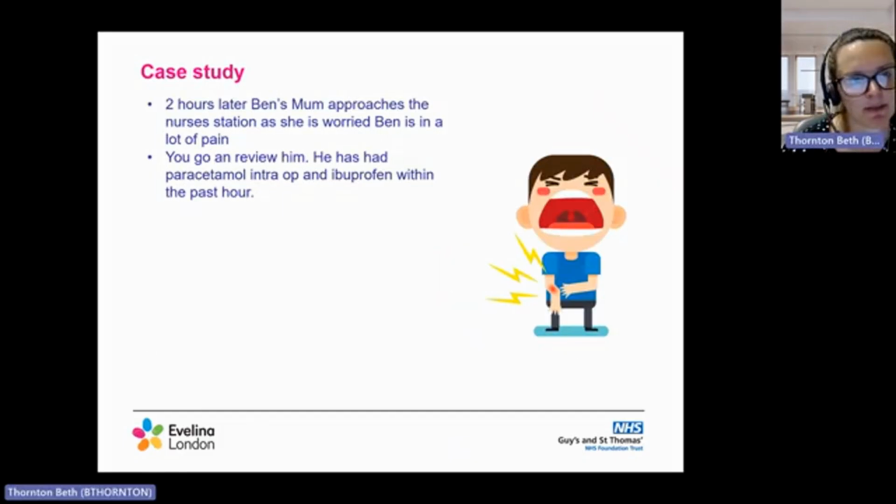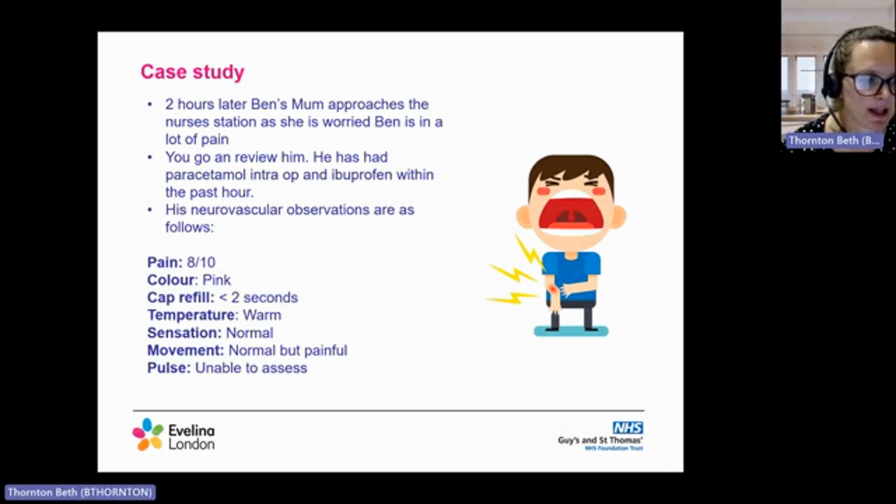However, 2 hours later, Ben's mum approaches the nurse's station as she's worried Ben is in a lot of pain. You go and review him, and he's had paracetamol intra-op and ibuprofen within the past hour. So he's had regular simple analgesia, which should be helping. You decide to complete some neurovascular obs, and they are as follows.